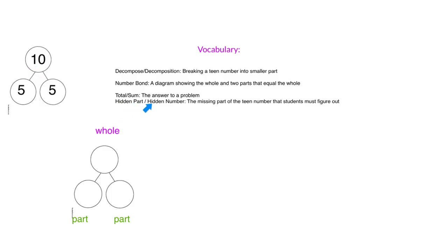And the total or sum is the answer to a problem. So sum is going to be the answer for our addition problem. So 5 plus 5 equals 10. Hidden part or hidden number, the missing part of a teen number that the students must figure out.